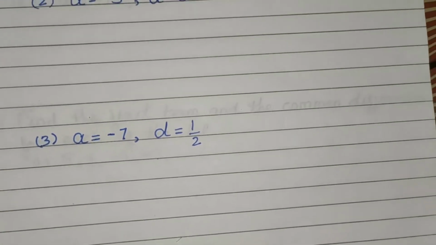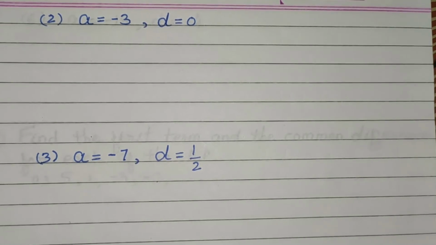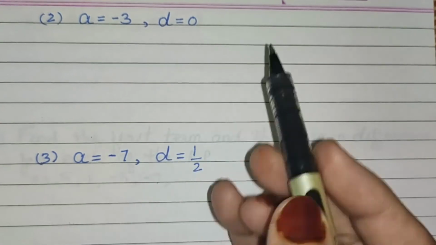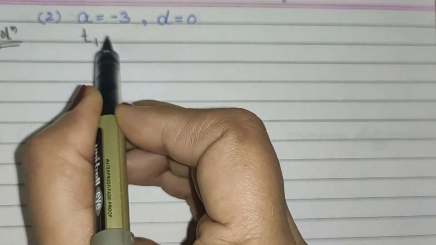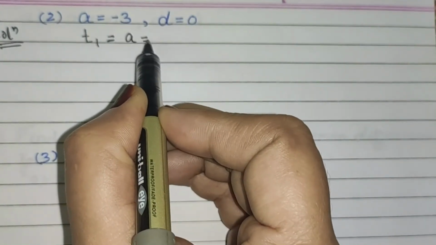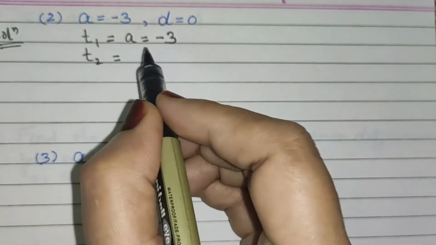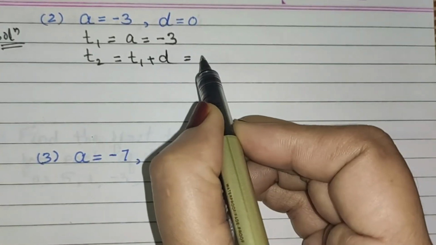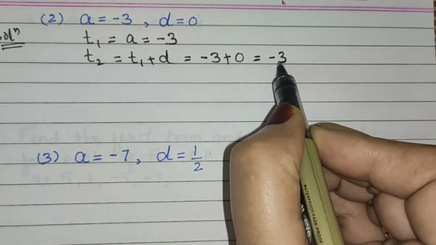Now the next question is the second. A is equal to minus 3 and d is equal to 0. Therefore, write down the solution here. A means it is T1. Therefore we can write here T1 is equal to A is equal to minus 3. Now T2 can be written as T1 plus d. Now the value of T1 is minus 3 plus 0, which is equal to minus 3.